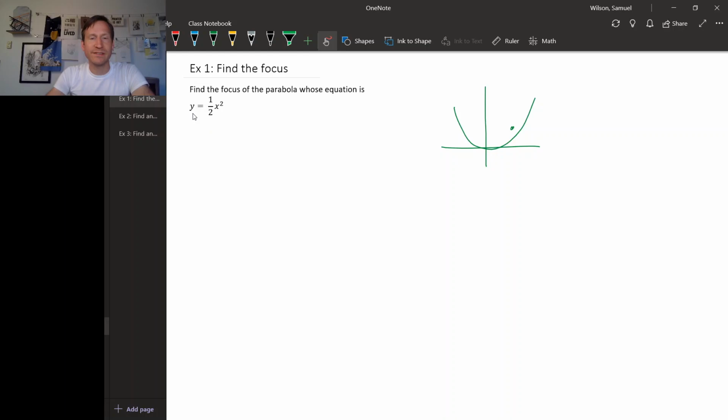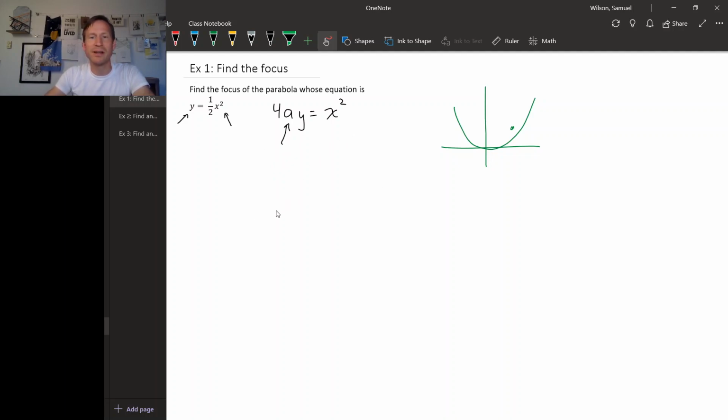So this is a parabola that's opening up. We can tell that because the y is the one that isn't squared, and x is the one that is squared. So the version of the equation of a parabola we're going to use is this one, for a y equals x squared. And to find the focus, what we really need to find is a.